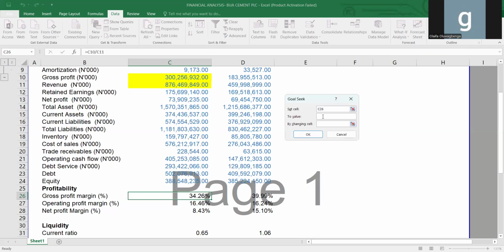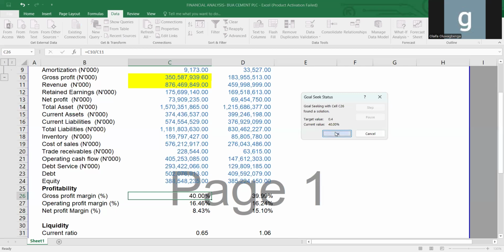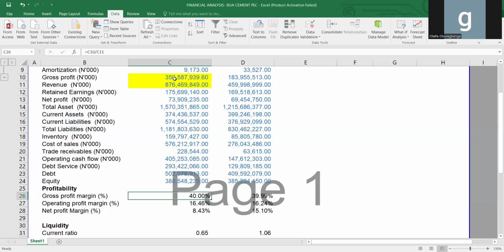The same way, let's say we want to achieve a gross profit margin of 40%. What gross profit, leaving our revenue constant, will make us achieve a gross profit margin of 40%? You simply have it as around 350 million.